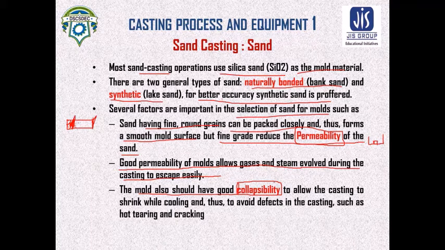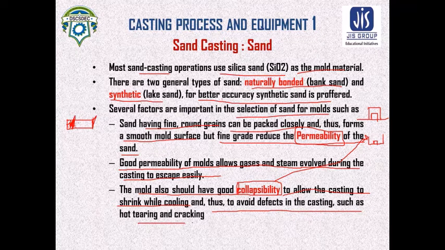And collapsibility means the sand wall or the mold cavity wall should remain at its position without breaking up or chipping up. When the material shrinks like this, the mold cavity wall should be intact, and this can be given by good collapsibility. So collapsibility allows the casting to shrink while cooling, and thus avoids defects in casting such as hot tearing and cracking. So now, these are all about sand.